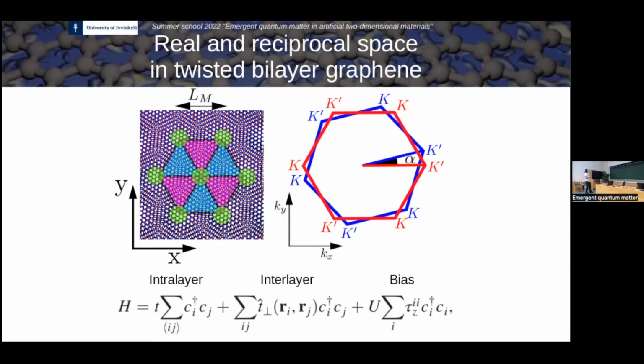And then something that is going to become important later on is that in these twisted graphene bilayers, we can also apply a bias between the layers. And by bias, essentially what I mean is that one applies a voltage in the perpendicular direction. So electrons in one layer have a different energy than electrons in the opposite layer. And in terms of a tight-binding model, this essentially means that the on-site energy of electrons in one layer is different from the on-site energy of electrons in the other layer.